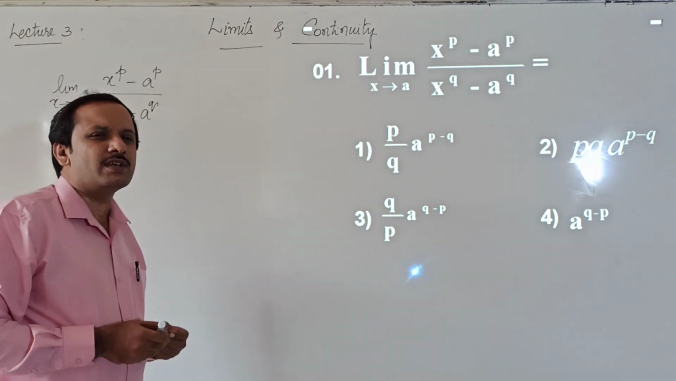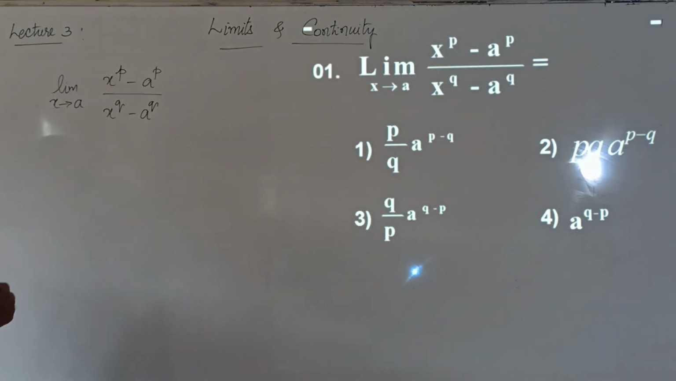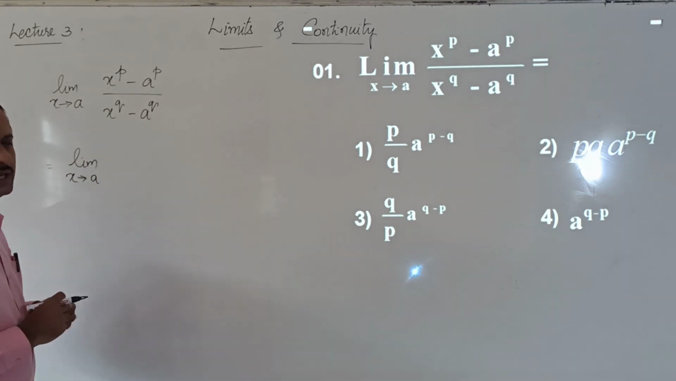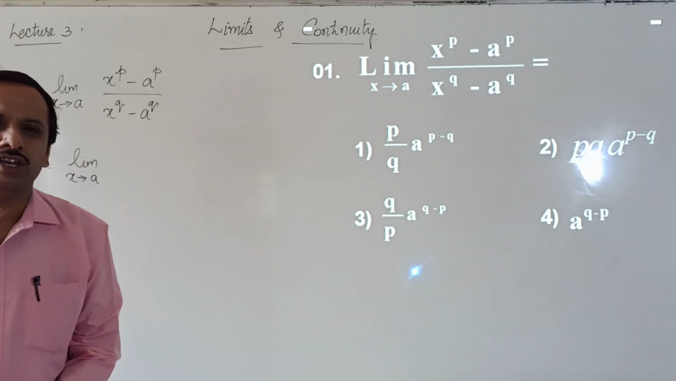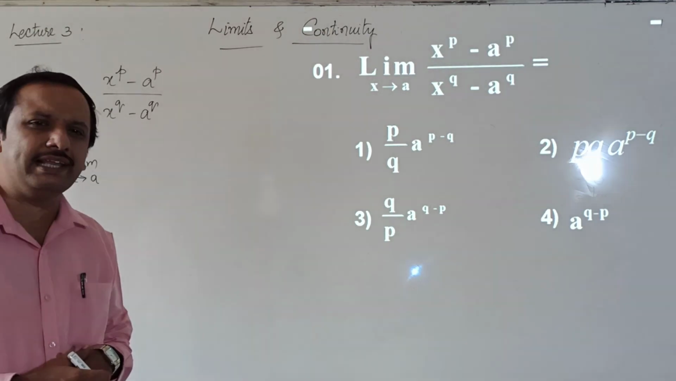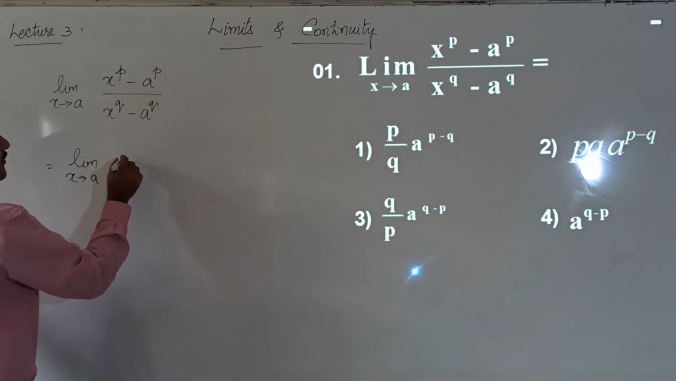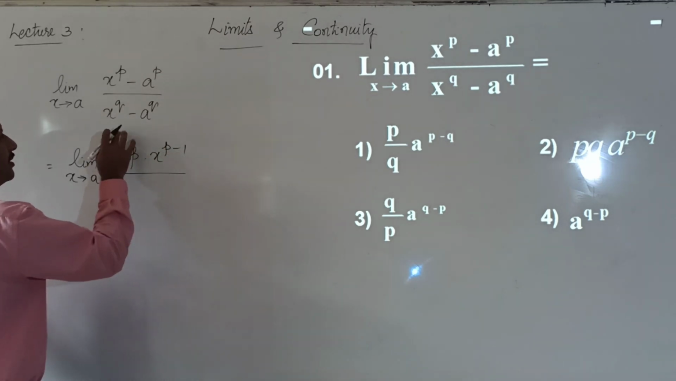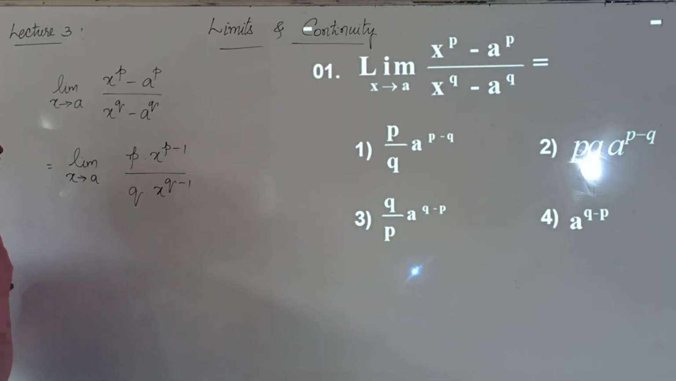When it is of the form 0 by 0, we can use L'Hospital's rule. What does L'Hospital's rule say? When it is 0 by 0 or infinity by infinity form, differentiate both the numerator and denominator separately, not by using the quotient rule. Separately you differentiate. So let me differentiate the numerator. We get p into x to the power p minus 1, divided by the derivative of the denominator, q into x to the power q minus 1.